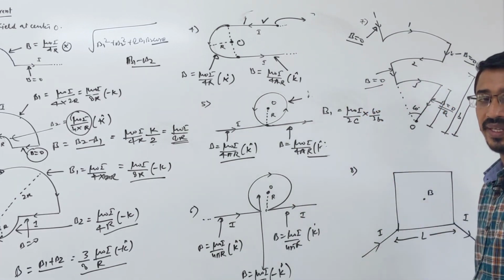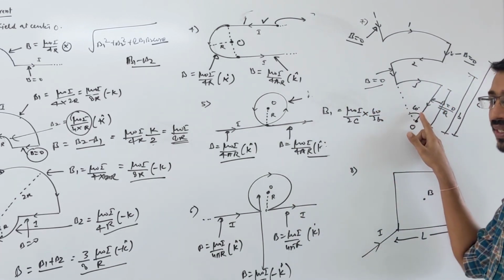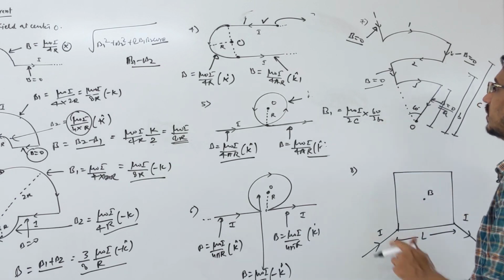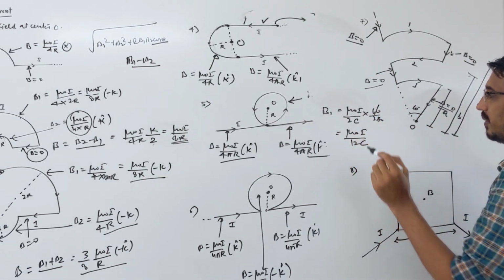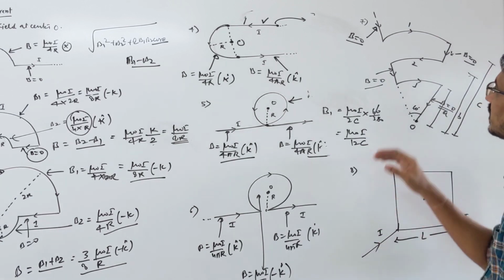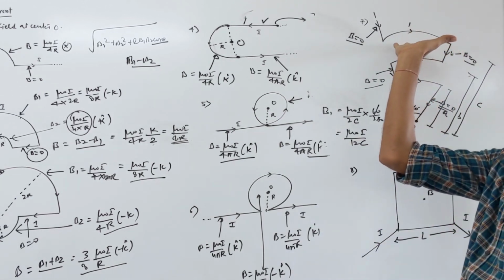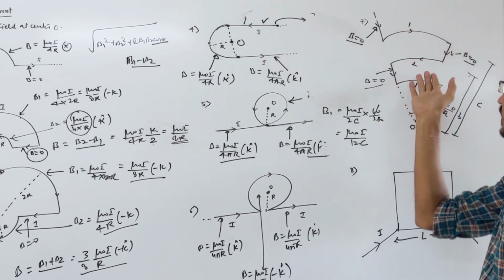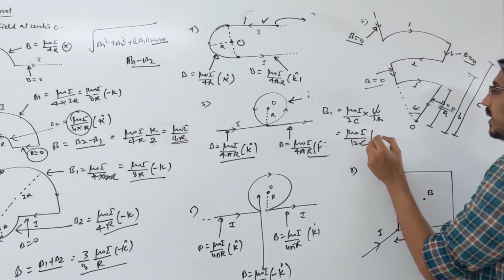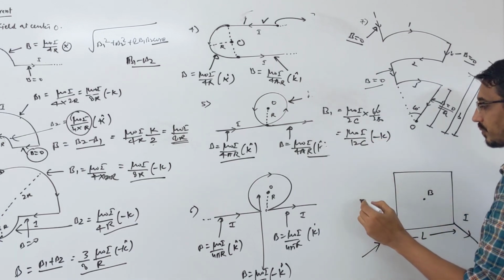I'm writing that formula only: alpha by 2 pi. Alpha is given in degrees, so I'm writing down 360. So this comes like 1 by 6. We write mu naught I upon 12C. Correct? Now give attention. What is the direction of the field due to that wire? Inward. The thumb shows the direction of current, and this point is below that wire, so the field is going inward. So this is minus K field.